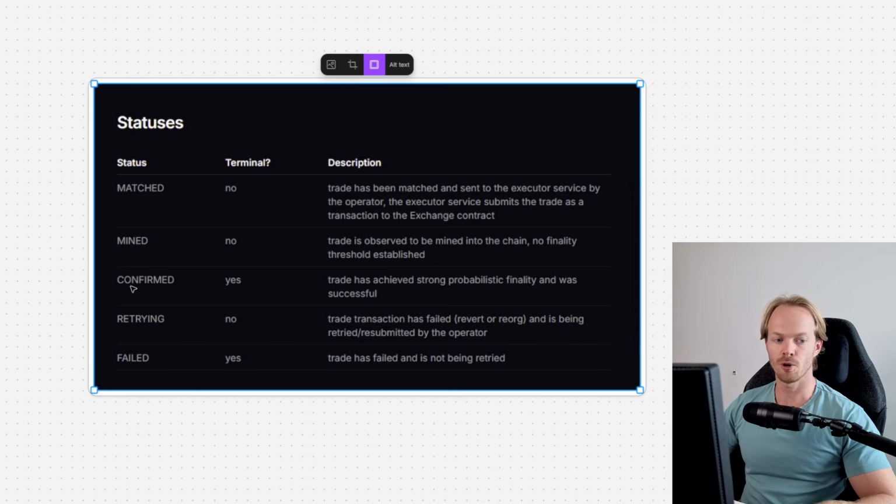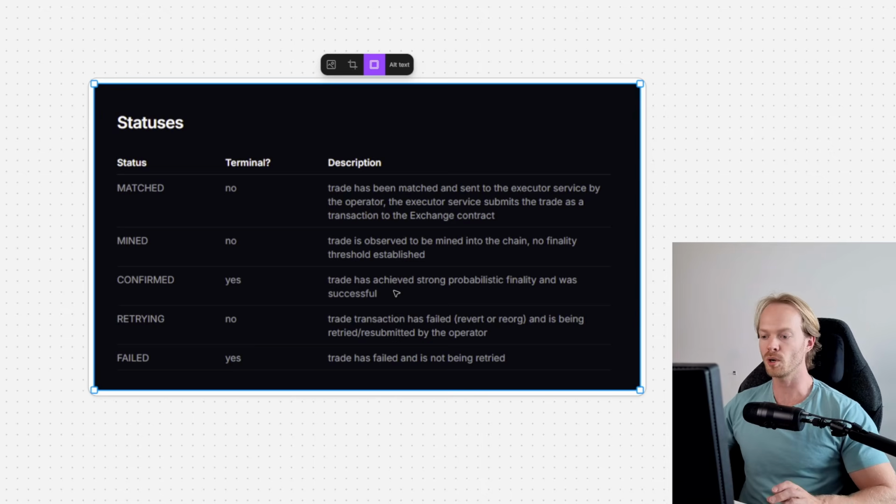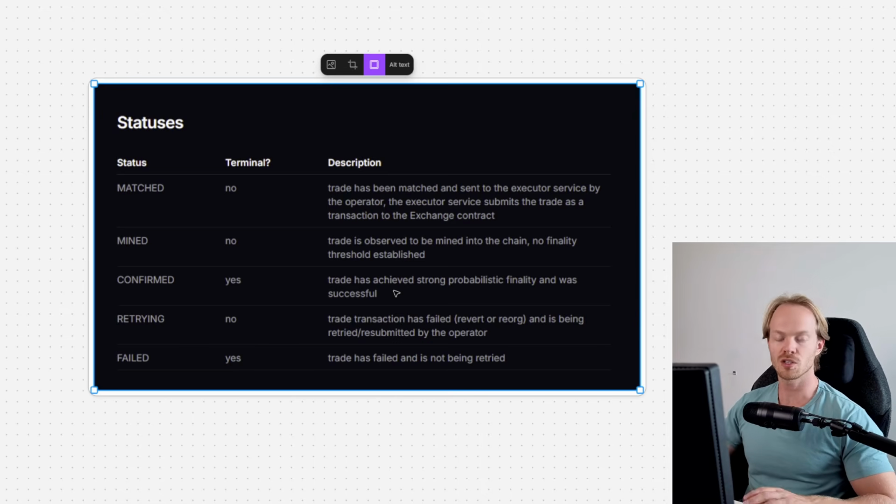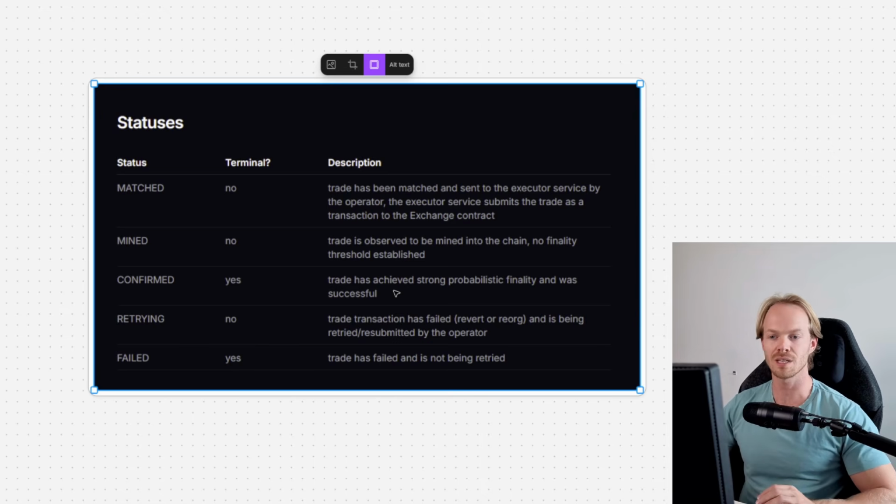And then we have the confirmed status. This is where the order is terminal. The trade has achieved strong probabilistic finality and was successful. So on the blockchain, when you put a transaction on a blockchain, there are certain confirmations that need to happen before it's final, and this is kind of what they wait for. When you have a certain amount of confirmations, then they know that it's confirmed, it has strong probabilistic finality, and then it's done. Okay, so this is what you need to look for.